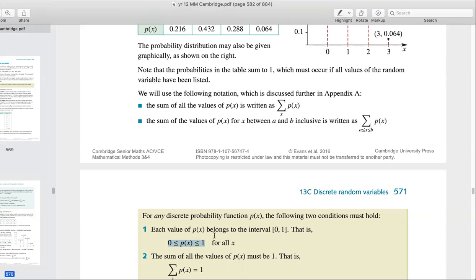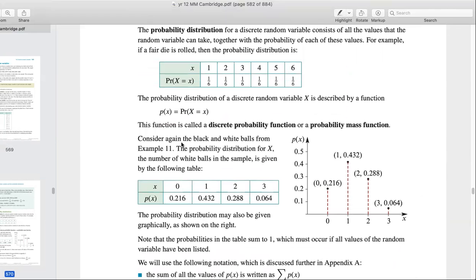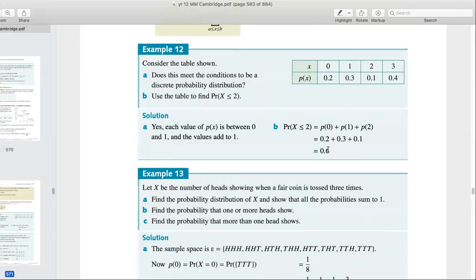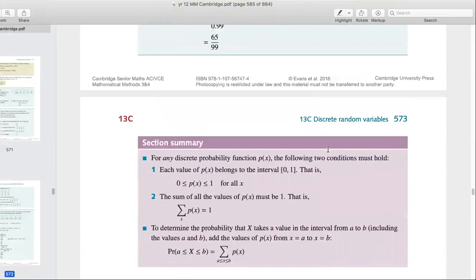Okay, for this P(x), we sometimes call it the discrete probability function, or the probability mass function. This is just math terminology. Make sure you know it's essentially just probabilities. So I give you some things to check.